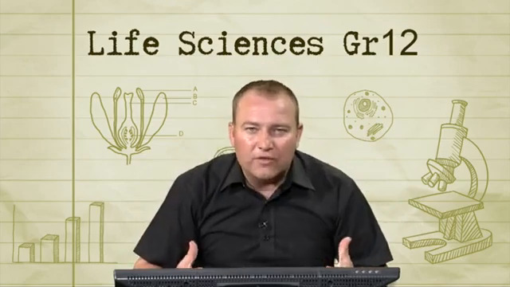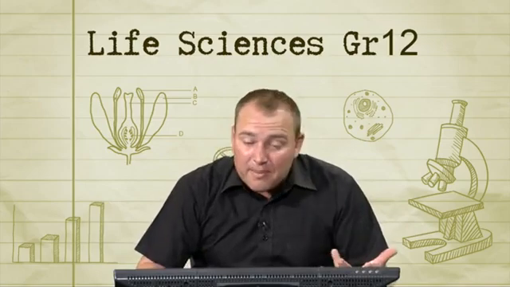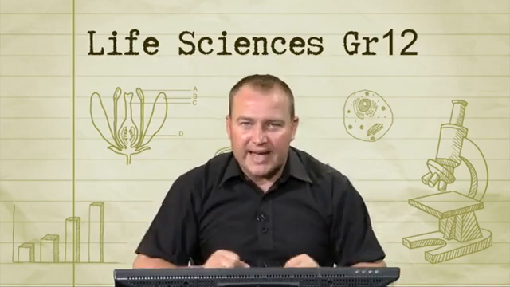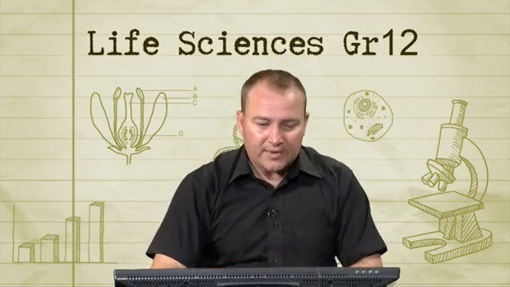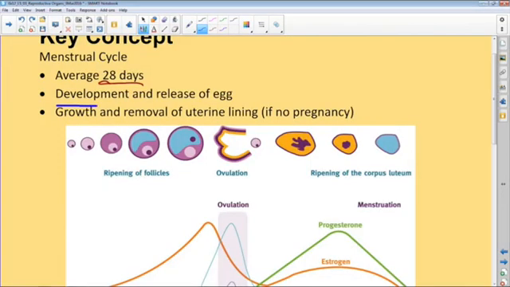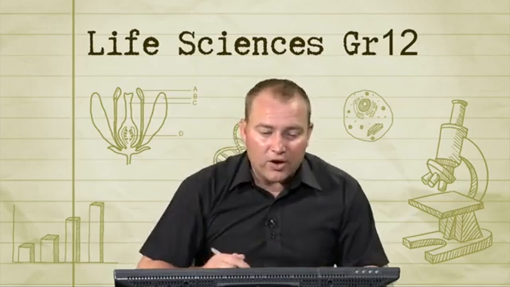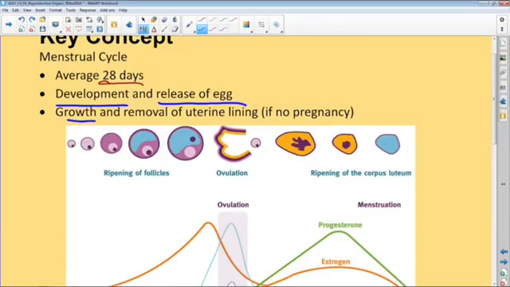Remember, in life science, we generalize. That's the big word I'm looking for. We generalize. Some people are 32 days, some 36, some even 24, okay? But generally, it's 28 days, okay? Next thing, the development and the releasing of the egg. So in other words, that is what the menstrual cycle is. It's making of the egg, okay, and then releasing it. And then the last one, growth and removal of the uterine lining if not pregnant.